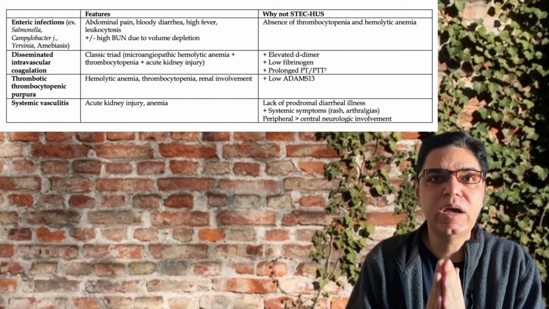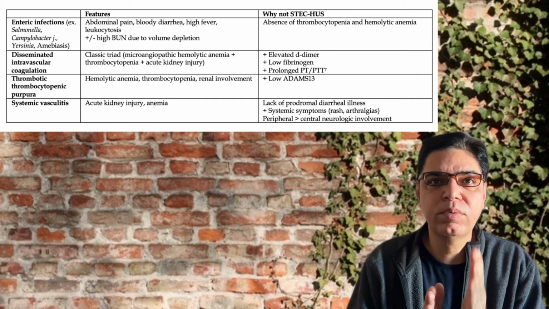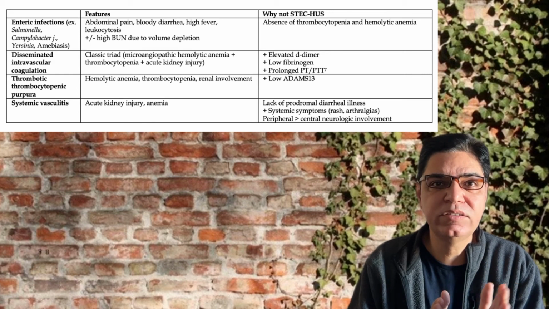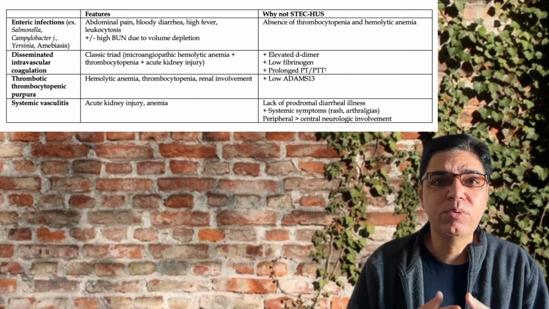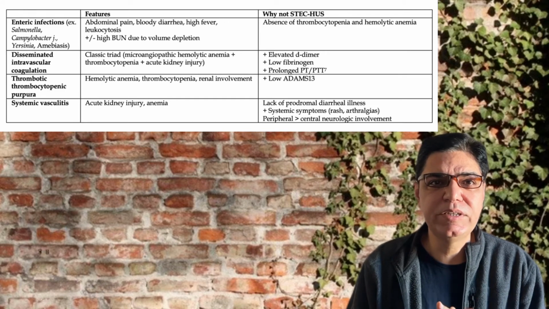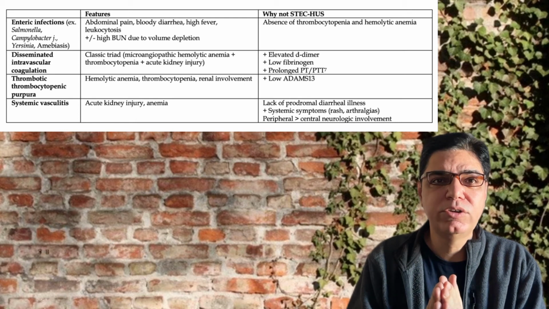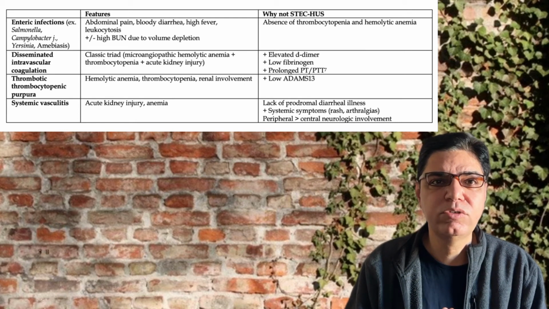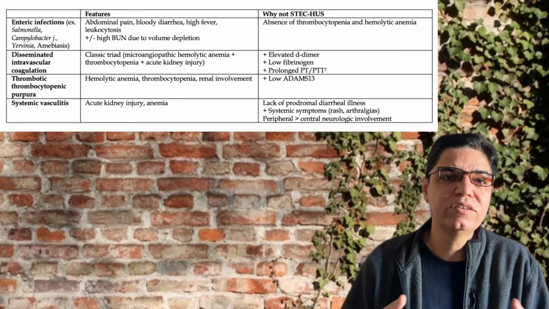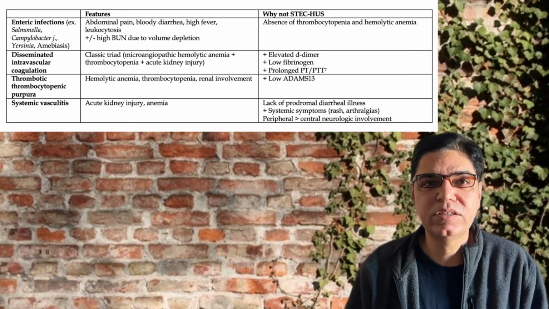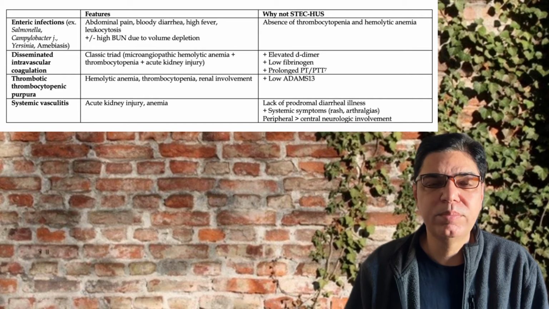So if D dimer is raised, you have got a problem with your coagulation cascade, and that is DIC. With elevated D dimer, they would have low fibrinogen and prolonged PT or APTT. So that's how you differentiate hemolytic uremic syndrome from disseminated intravascular coagulation. The third thing is what we call the elder sibling of hemolytic uremic syndrome, that is thrombotic thrombocytopenic purpura. Thrombotic thrombocytopenic purpura is basically HUS, but it has a lot of CNS involvement.